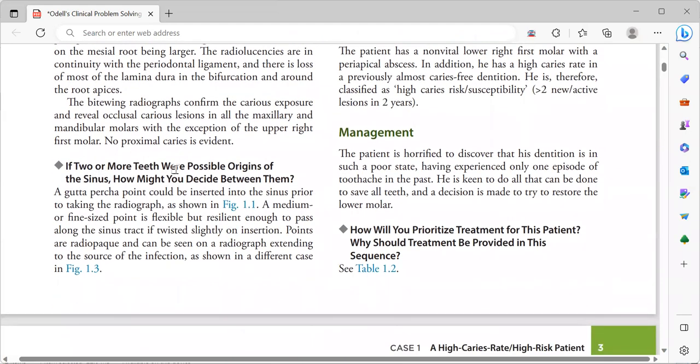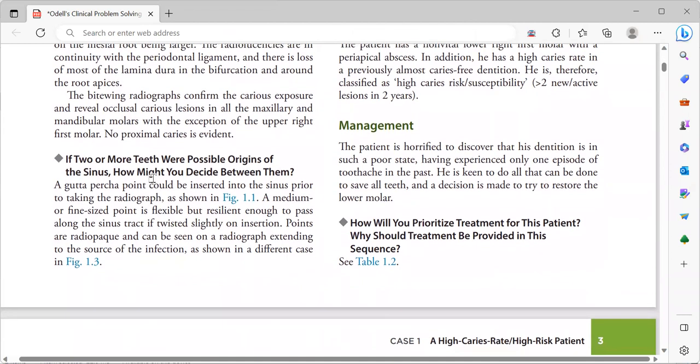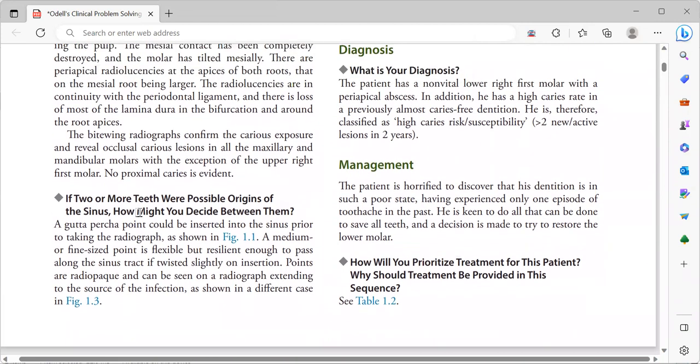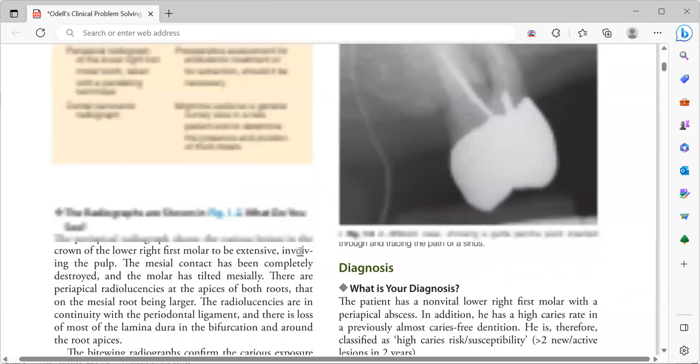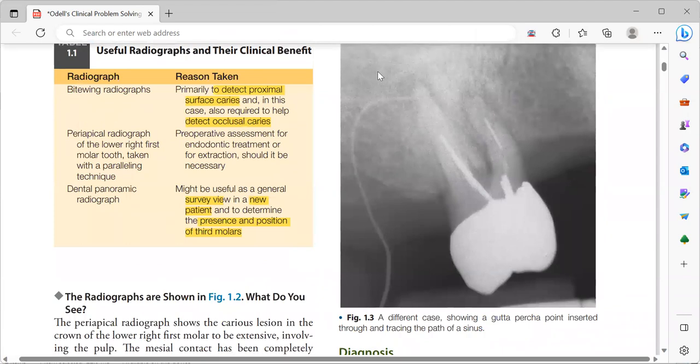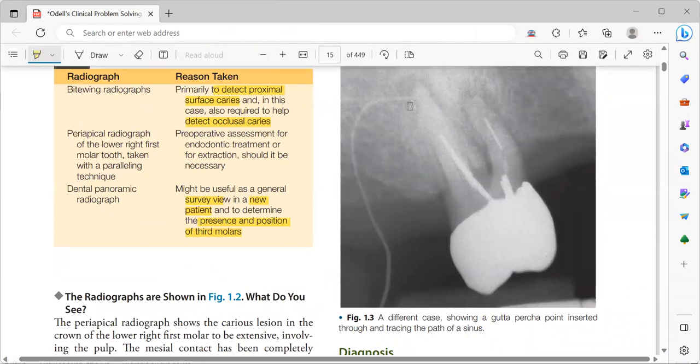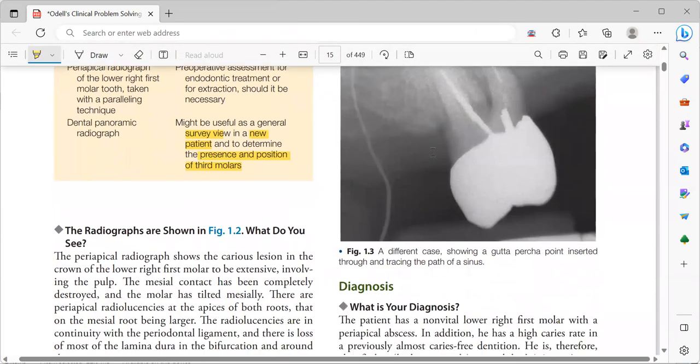If two or more teeth were possible reasons for the sinus, how might you decide between them? We put a GP point, which is a fine, flexible but resilient point, enough to pass along the sinus tract. We put it inside that sinus, and we take the X-ray, and that would trace the origin of the sinus.